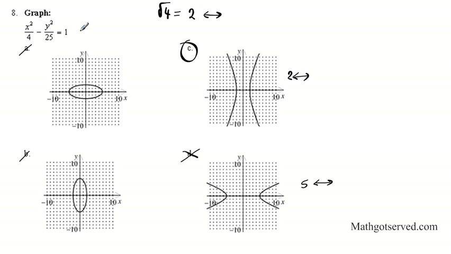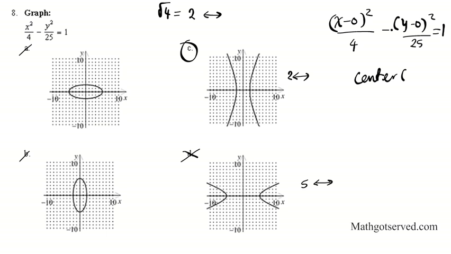Remember, in this problem, the center is 0, 0 because you do not have any number you're subtracting from your x or y, right? So x minus 0 squared minus y minus 0 squared over 25 equals 1. So the center is 0, 0. So there you have it.